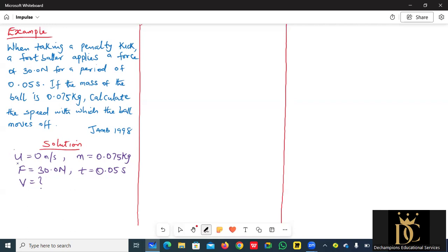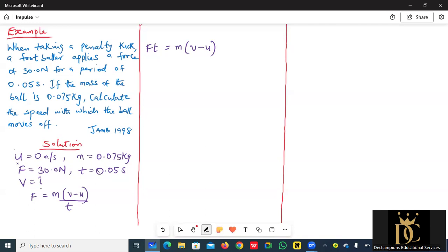And don't forget, one of Newton's laws of motion, we can remind ourselves that F is equal to m(V minus U) over T. In other words, we can say that Ft is equal to m(V minus U). That's under impulse.